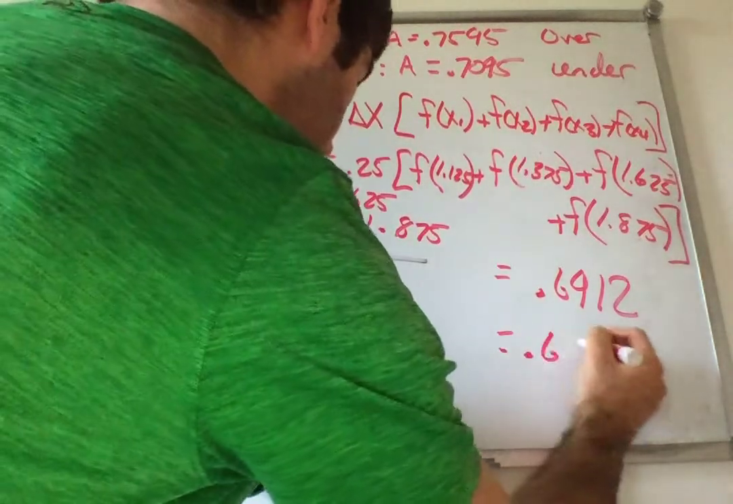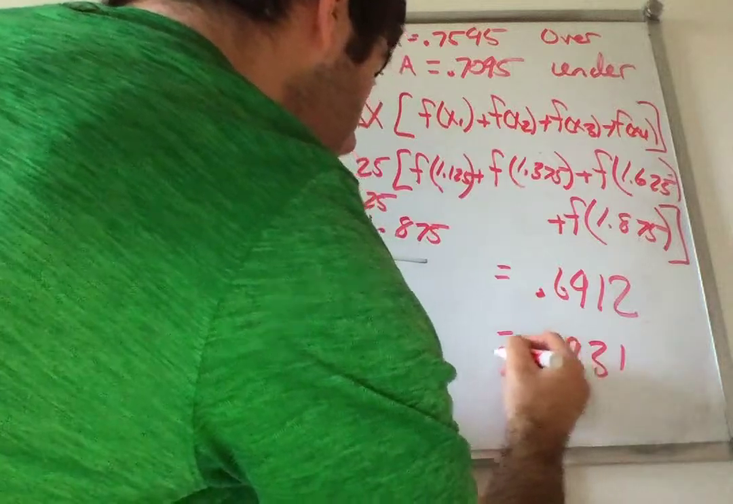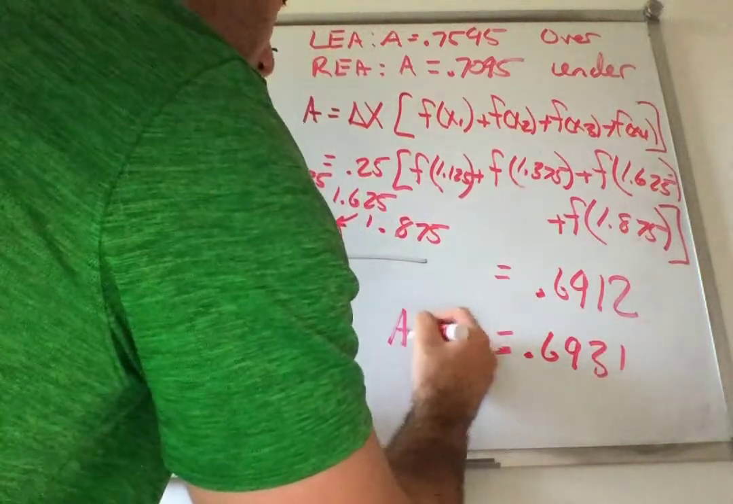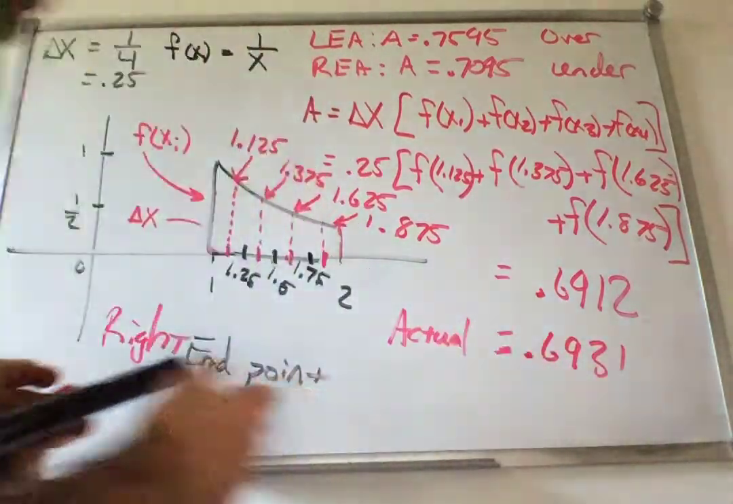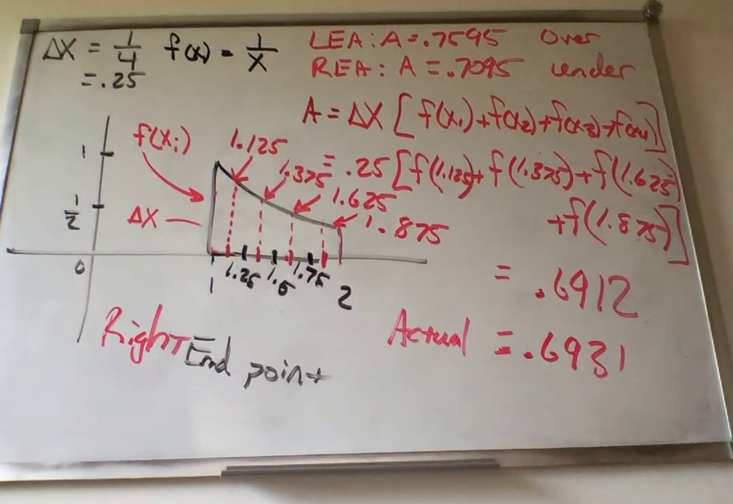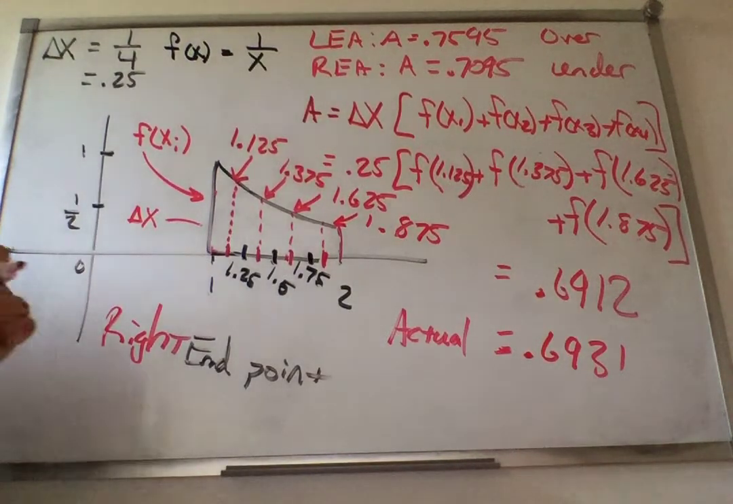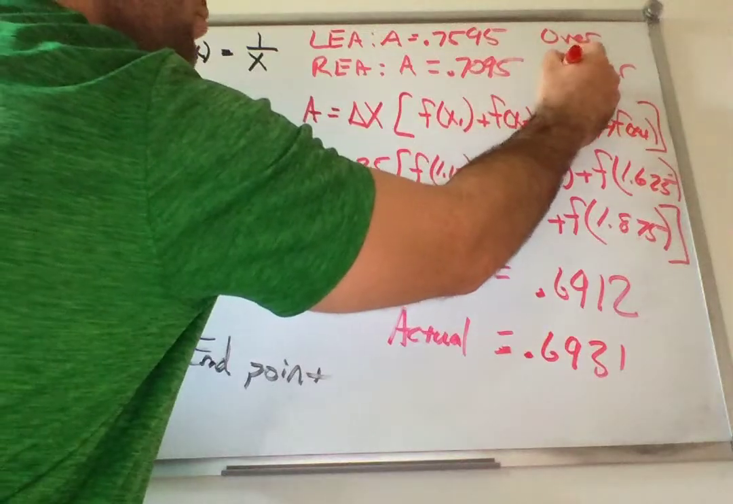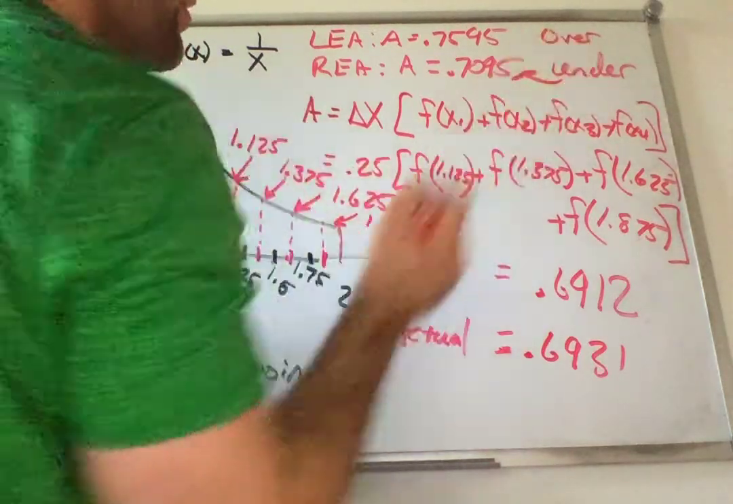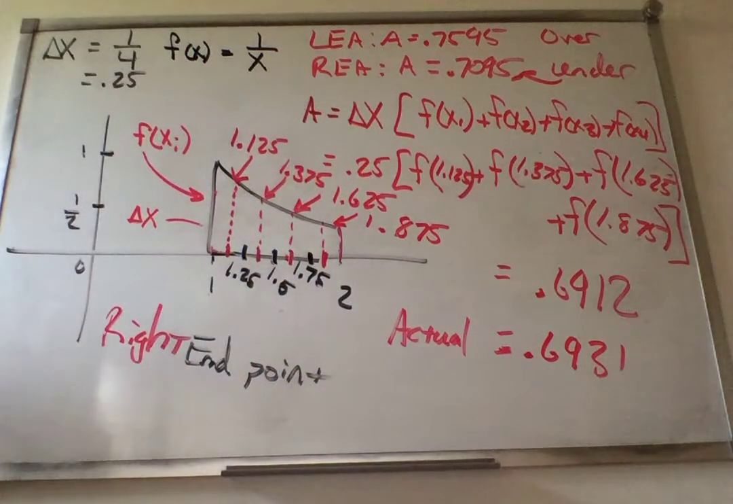It equals 0.6931. This is the actual area. I did get this from the calculator. So what I think I may have done, I will go back and check it and let you know if I miscalculated something. I may have misinputted this on the calculator because it should have been an underestimate.